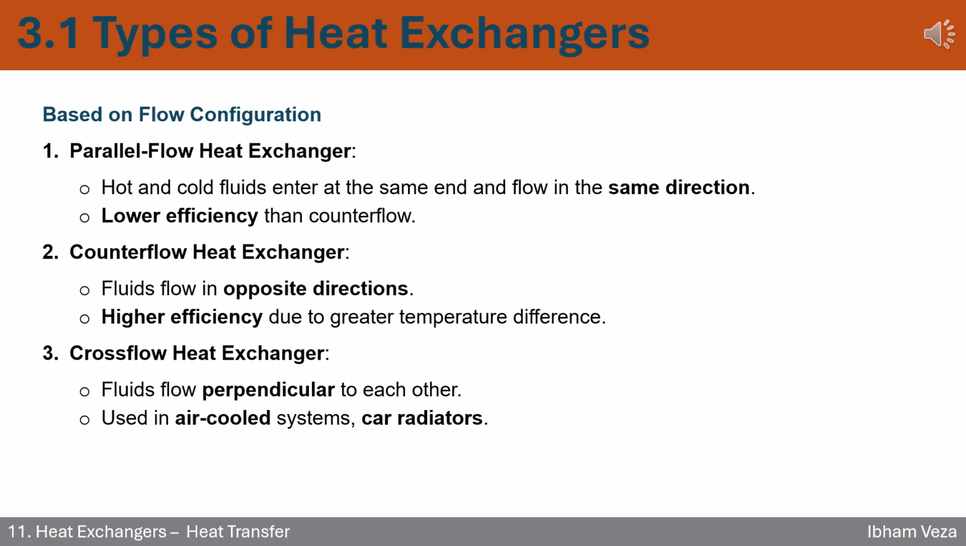In a parallel flow exchanger, both hot and cold fluids enter at the same point and travel together in the same direction. Sounds simple, but the temperature difference drops fast, making it less efficient. Counterflow is the opposite. Fluids enter from opposite ends and move against each other. This keeps the temperature difference higher for longer, meaning more heat transfer and better efficiency. Then there's crossflow, where fluids move perpendicular to each other, like in car radiators or air-cooled systems.